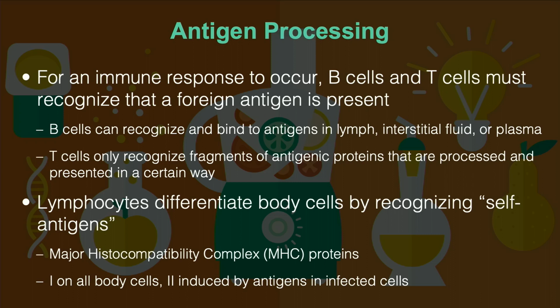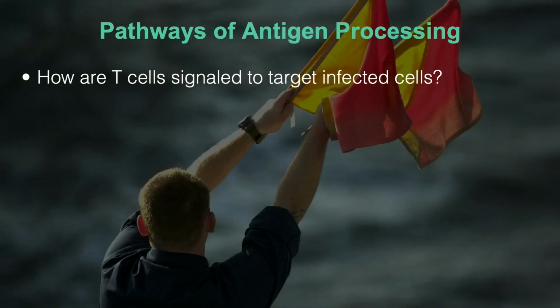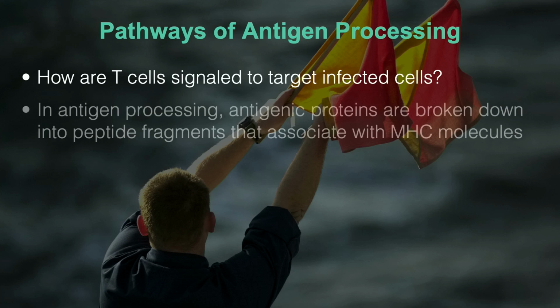This is a big reason why transplanted tissue can be rejected. That tissue will have a different MHC1. The immune system will think it's infected and try to attack it. So how? On the cell-mediated side, a cell has been infected, T cells are invoked. How are T cells signaled to target the infected cells?